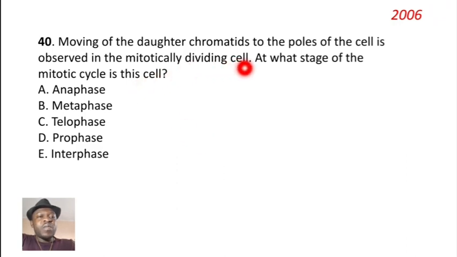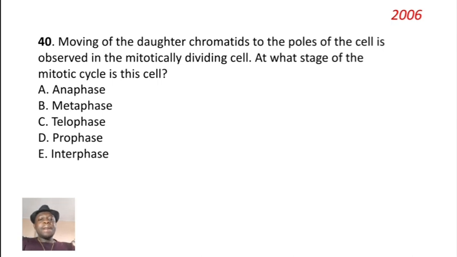Moving of daughter chromatids to poles of the cell is observed in mitotically dividing cells. In what stage of the mitotic cycle is this cell, right? This one is a repetition. We have seen this question before. Okay, and you know the answer is anaphase. That's moving to the poles of the cell, right?